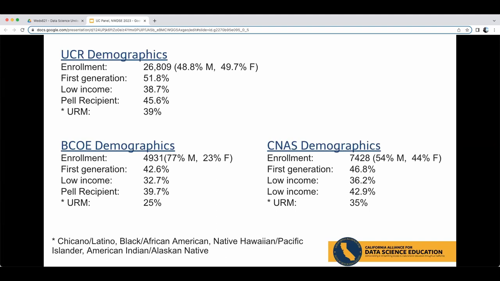And we see similar trends when you look at the College of Engineering and College of Natural Sciences. The main difference really is that the College of Engineering, which houses our computer science program, has much fewer female students. And our hope when we created this data science program is that we will recruit a more diverse group of students by partnering up with the other college.